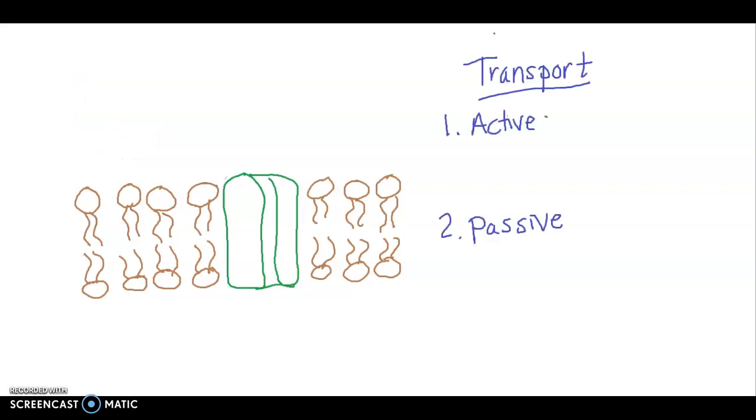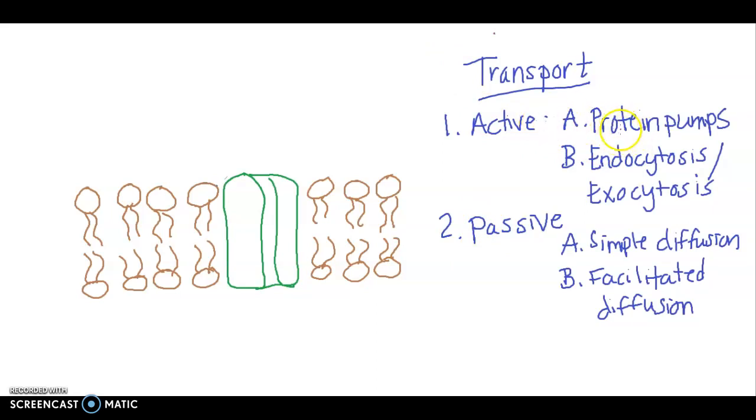The movement of different substances across the membrane is referred to as transport. Here we consider two types of transport, active and passive. Active transport is going to require energy in the form of ATP, while passive can occur without the input of ATP. Examples of active transport include protein pumps, such as the sodium-potassium ATPase, endocytosis and exocytosis, which require a pinching of the cell membrane. Examples of passive transport, again no energy required, include simple diffusion, including osmosis, and facilitated diffusion.